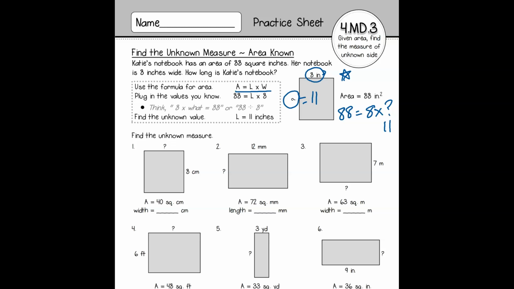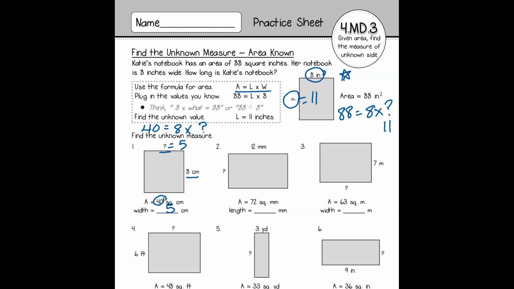Okay, let's do this first one together. So I want you to find number 1 on your paper. And I know that the area, it tells me that my area is 40 square centimeters. So that means my length times what gives me 40. So this is how I'd write that in an equation. I would write 40 equals 8 times what? Well, I know my facts. So 8 times 5 gives me 40. So this unknown side has to be 5. Then I'd write it down on the answer sheet.